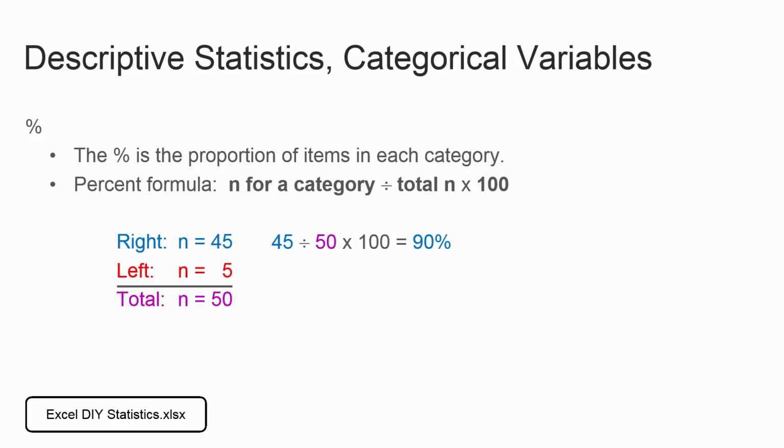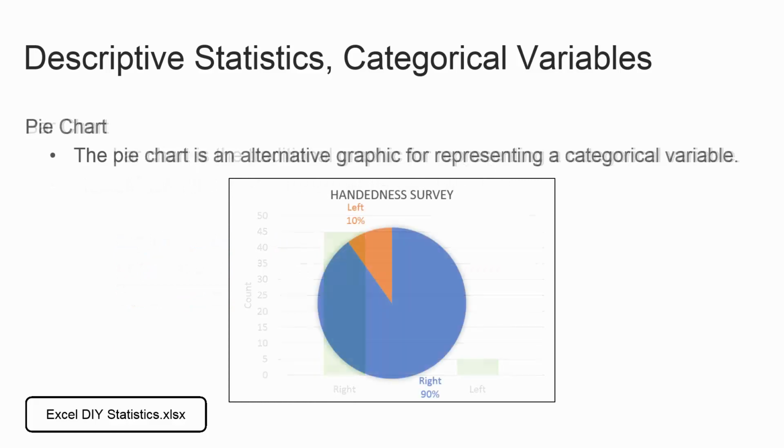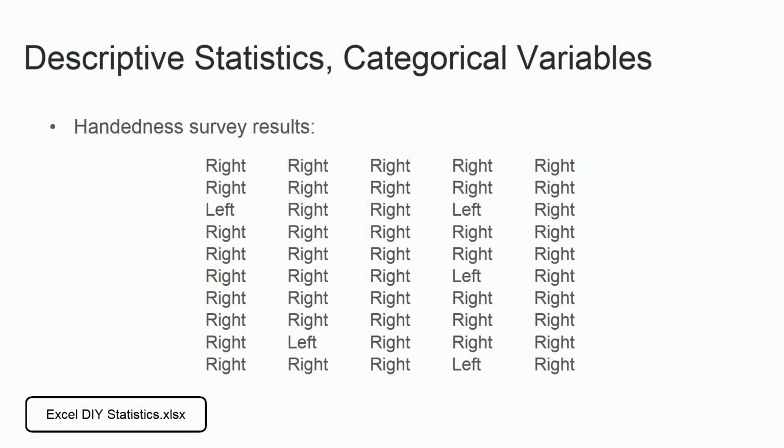For the left-handed percentage, we divide the n, which is 5, by the total, which is 50, then multiply by 100. This shows us that 10% of the sample was left-handed. These findings can be represented graphically as a bar chart or a pie chart. We'll process an example of descriptive statistics for categorical variables using this data set.